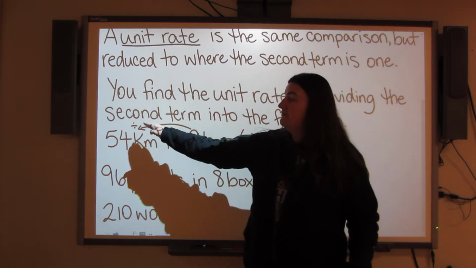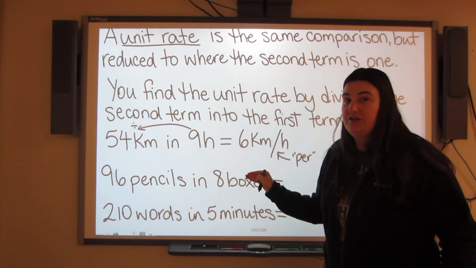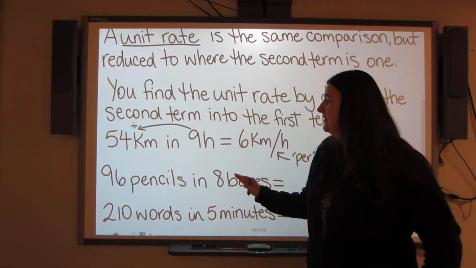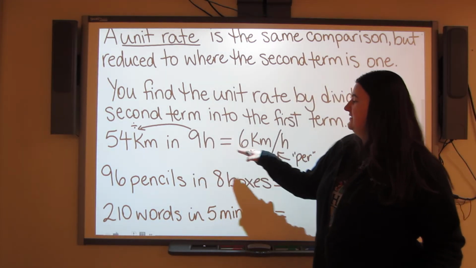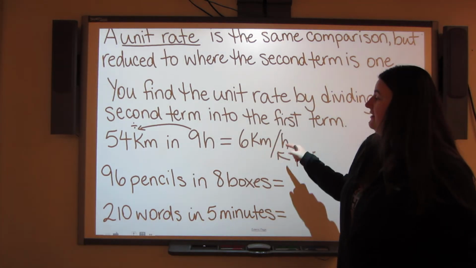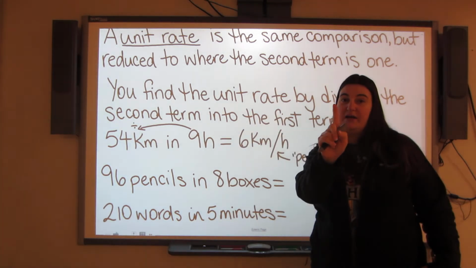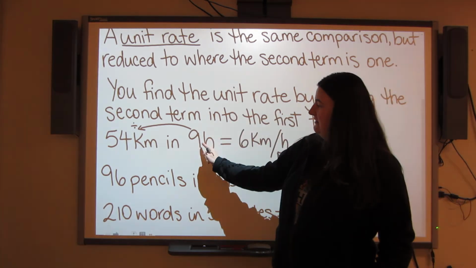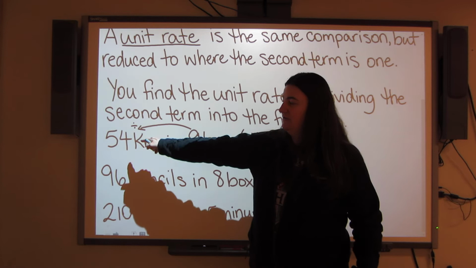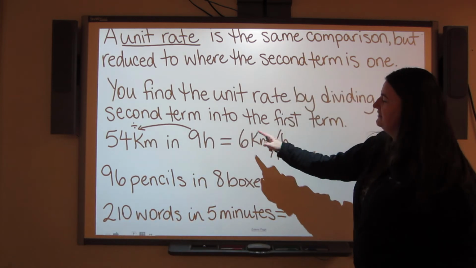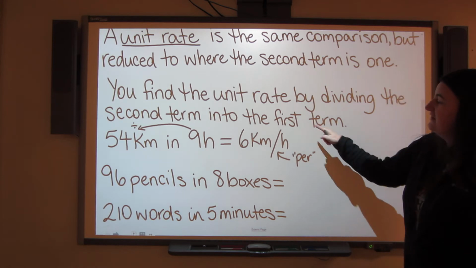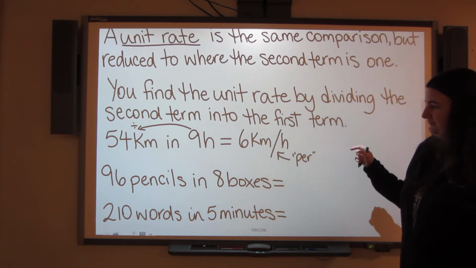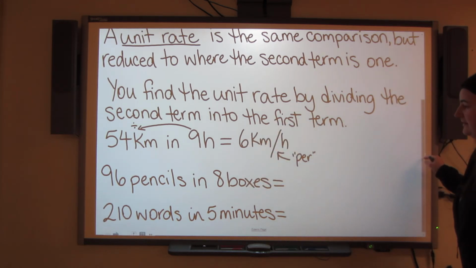So here's your rate, your regular rate, your ratio, your comparison, however you want to call it: 54 kilometers in 9 hours. And this is your unit rate, where the hours have been reduced to 1 by dividing the hours into the kilometers. So now I know 6 kilometers per hour. That's how you're going to be writing your answers. All right, let's do another example.